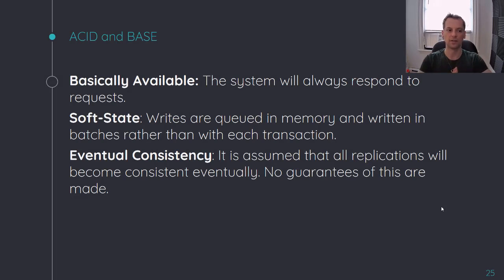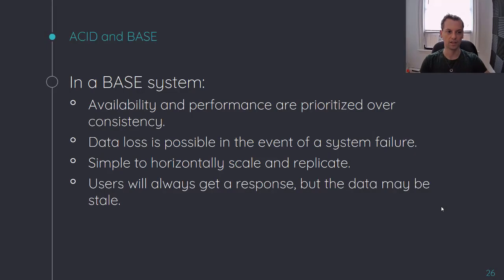So now let's talk about BASE. Basically available means the system will always respond to requests. Soft state means that it writes queues in memory and then writes them in batches rather than each transaction. And eventual consistency means it is assumed that all replications will become consistent eventually. We make no guarantees that this will happen.